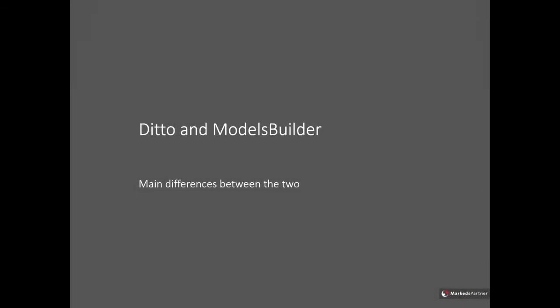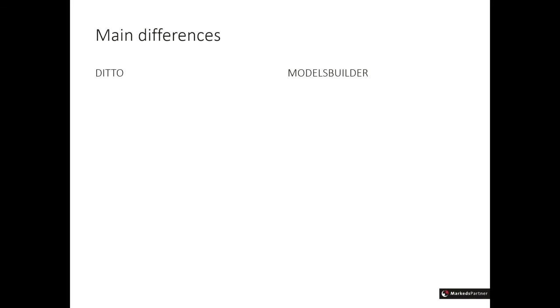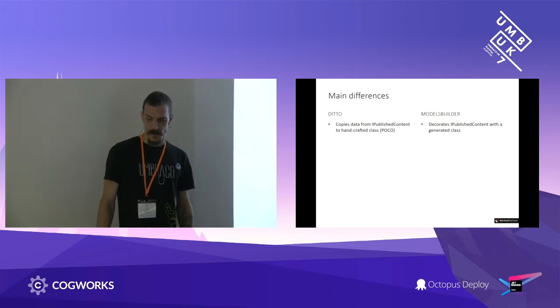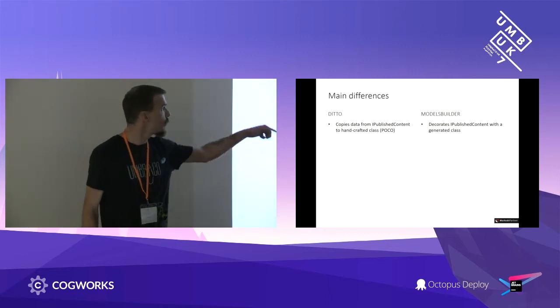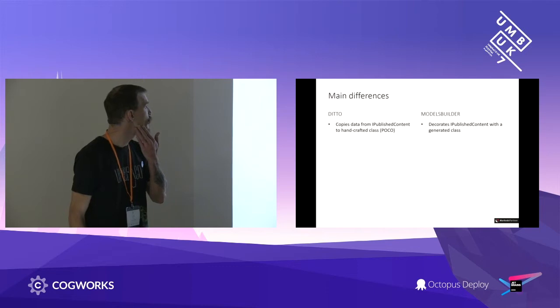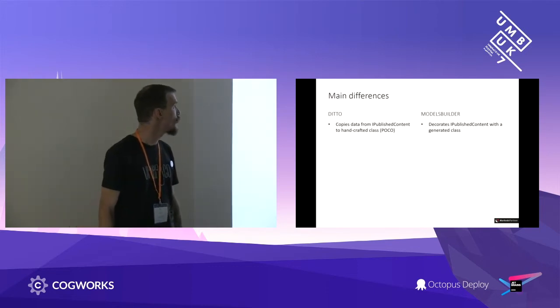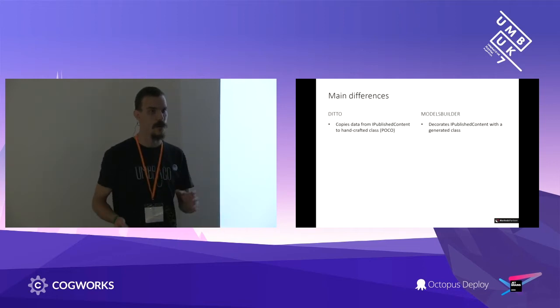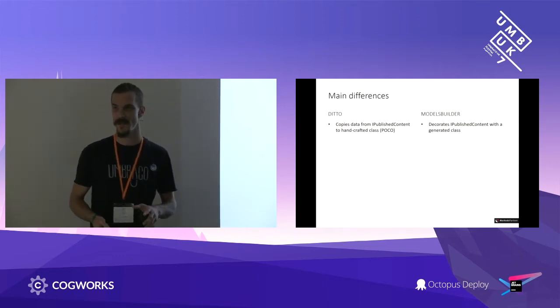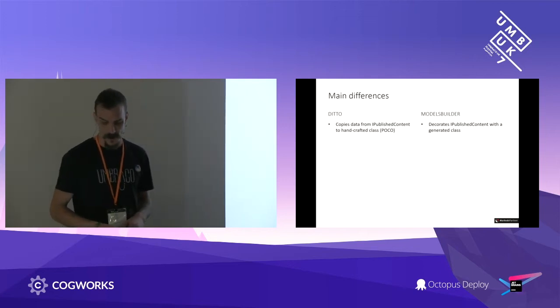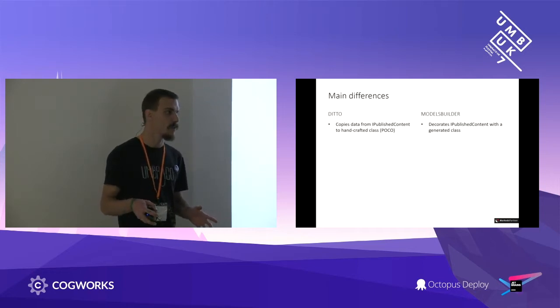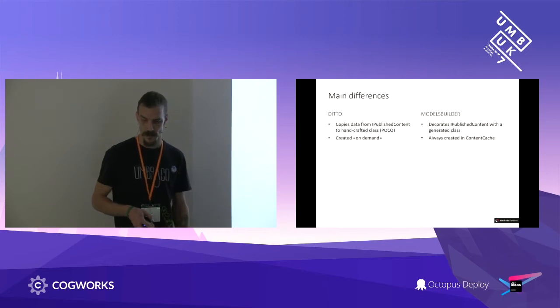So let's have a quick look at the difference between the two. Through the presentation, we'll have Ditto on the left and we'll have ModelsBuilder on the right. First thing about Ditto is that it just doesn't care about the published content. It copies what you need over to a POCO, plain old CLR object that you wrote. While on the ModelsBuilder side, we decorate the published content instead, so we kind of wrap it with another class that has your properties. We'll see that in a moment.